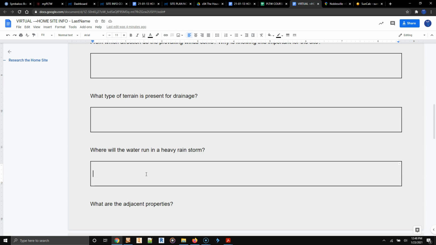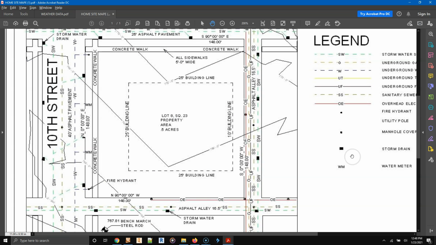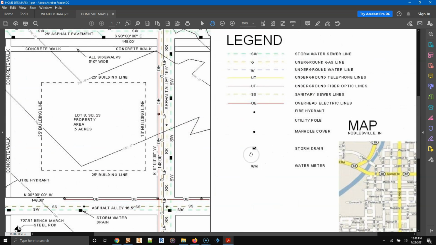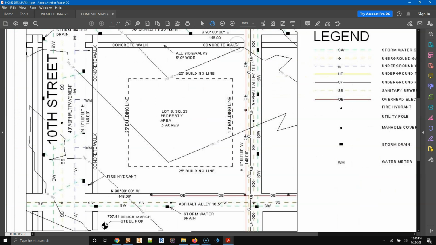So let's go look at that map again. One of the things you need to look at here is in the legend, we see that these black rectangles are storm drains. And as we talked about previously, it's higher on this corner and it slopes across this way to this corner. And you can see that there are some storm drains there. So that should help you answer that question.